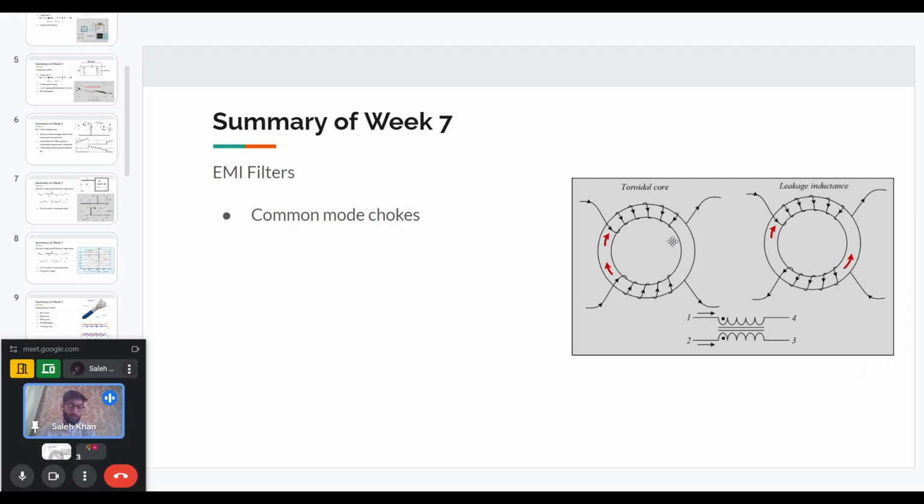But for common mode currents, which are in the same direction for the forward path as well as the return path, the magnetic fields will add up for the two currents, and therefore there will be some inductance for the common mode currents. Therefore, this kind of a common mode choke will provide some filtering for the common mode currents, but not for the differential mode currents that are the operational currents of the converter.